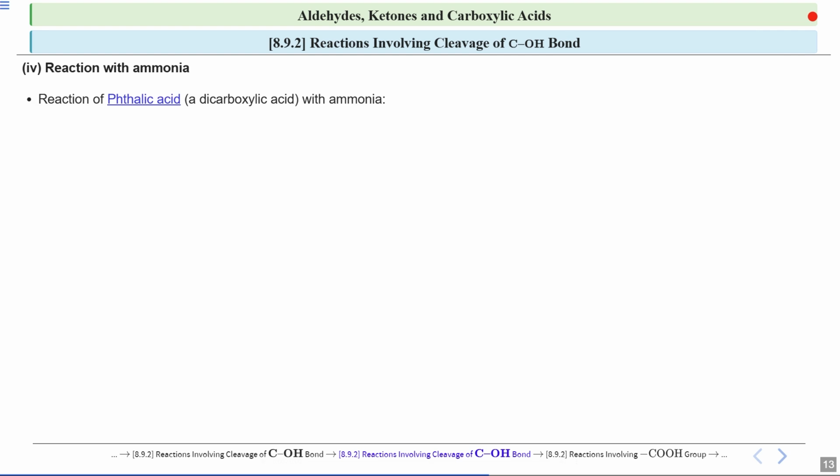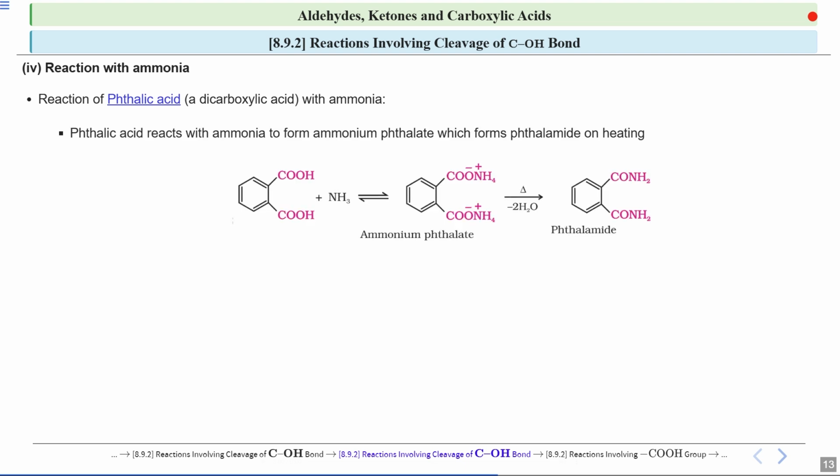Now we will see the reaction of phthalic acid with ammonia. This is an interesting reaction because it involves a transformation from a dicarboxylic acid to an amide. If we look over here, phthalic acid is a benzene ring with two carboxylic groups in the ortho position. This reacts with ammonia to form ammonium phthalate.